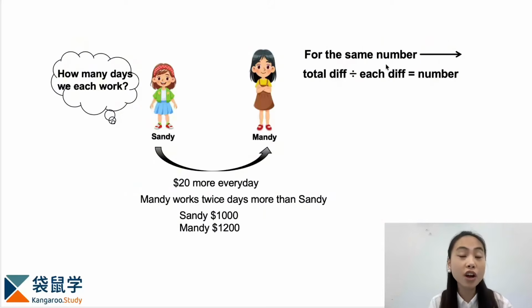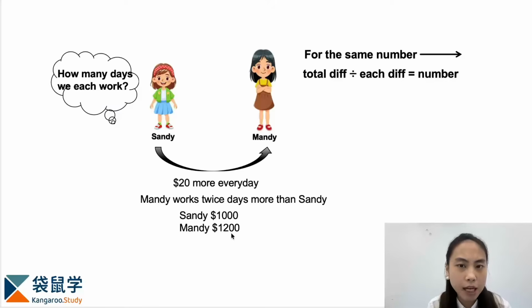So for the not same number, what should we do first? We should make it the same first. So here, how to make the number the same? Now, class, let's see here. The reason why Mandy can earn $1,200 is because she works twice as many days as me.